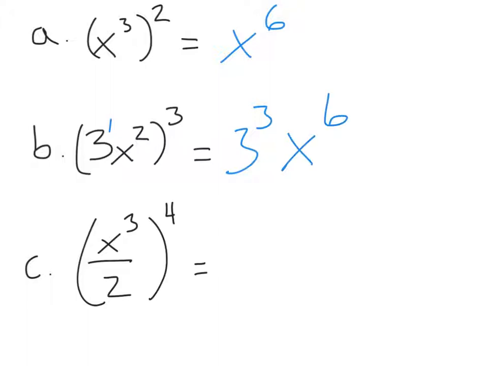Now, whenever you have a number like 3 to the third, we can actually simplify that. So you should. 3 to the third, 3 times 3 is 9, 9 times 3 is 27. So that'll be 27x to the 6th is our final answer.